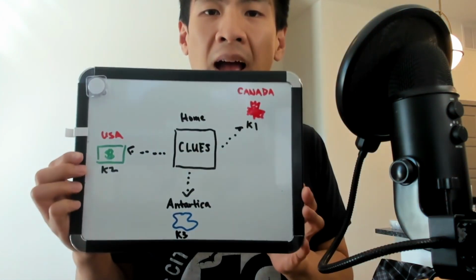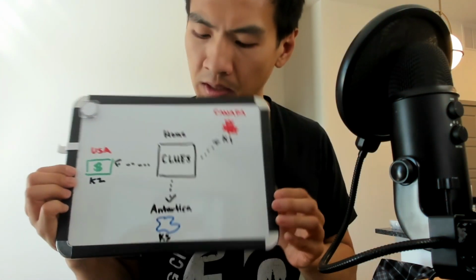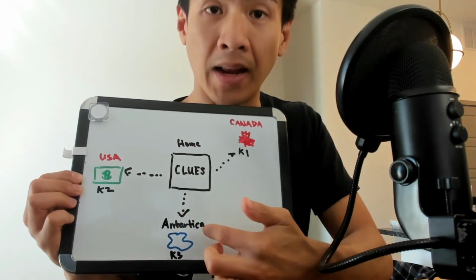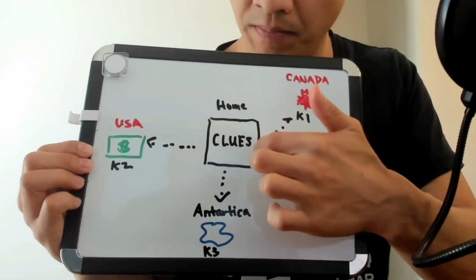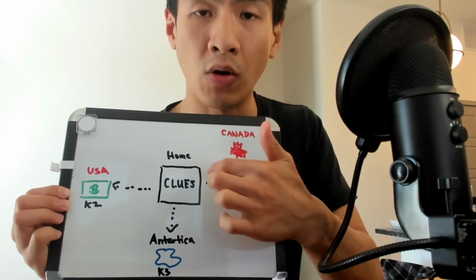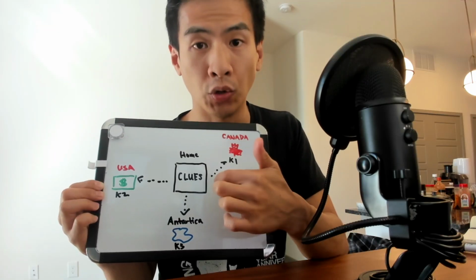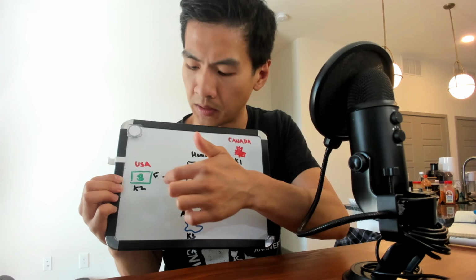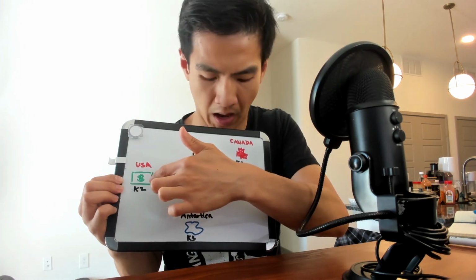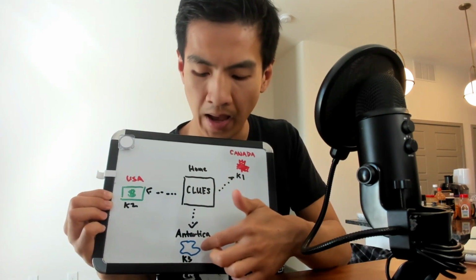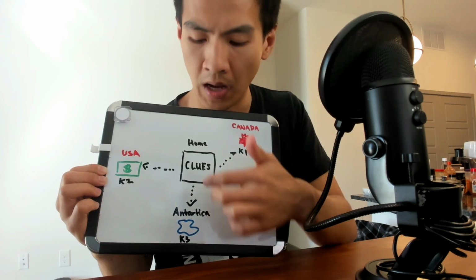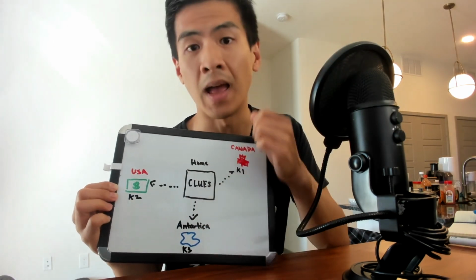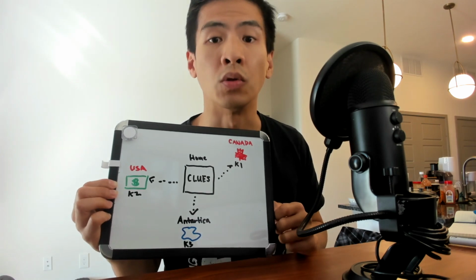So here I have this little graph, and you can see here that I have Canada up here, USA over there, and Antarctica over here. And in the middle is my home. In my home is where I have my clues with me. These clues will lead me to the keys. So for here we have USA having key 2, Canada key 1, and Antarctica key 3. So these clues lead me to getting the keys, collect all the keys, and you get access to your wallet.